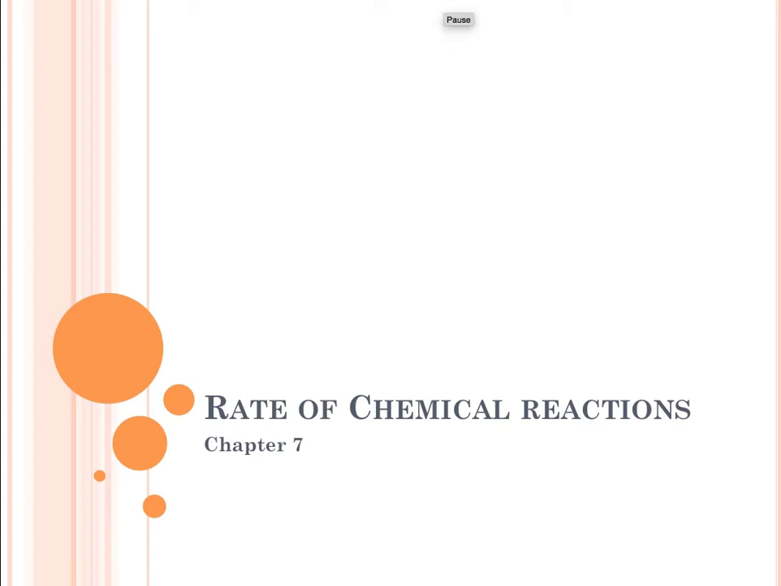Unit 3 Chemistry, Chapter 7, Part 1. In this area of study we're looking at the rate and the extent of chemical reactions and how that can influence how much energy is produced from them.